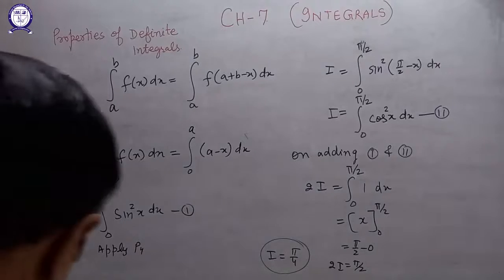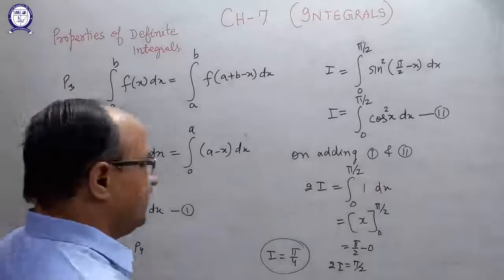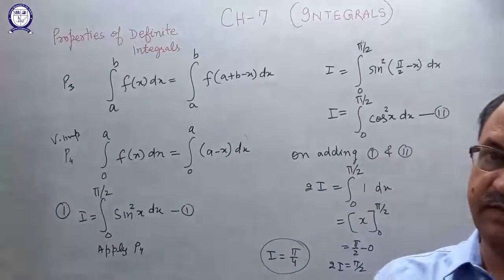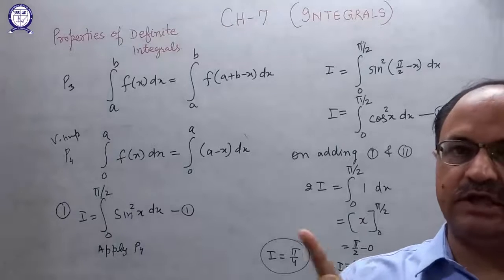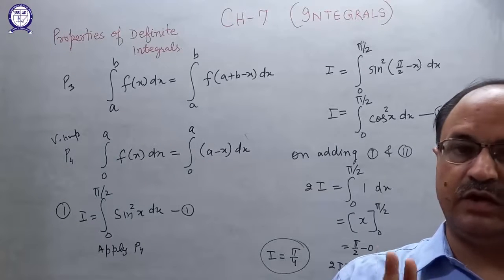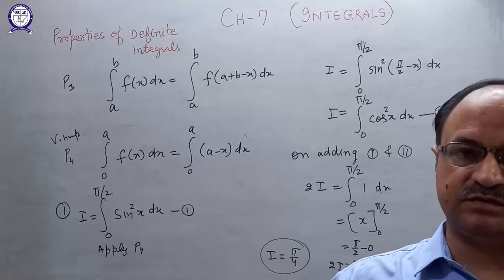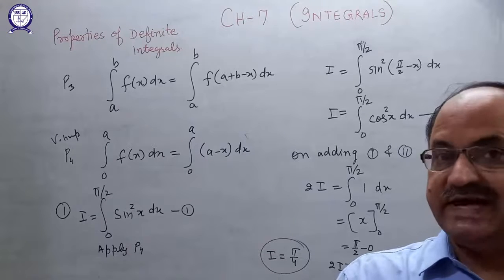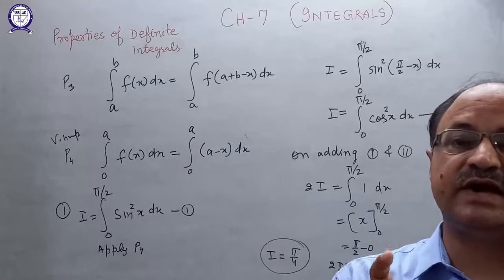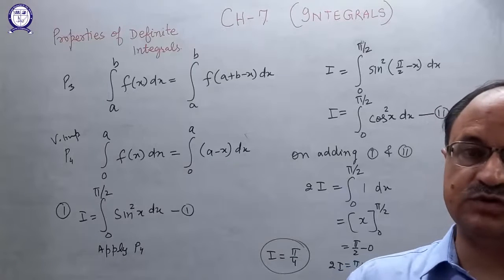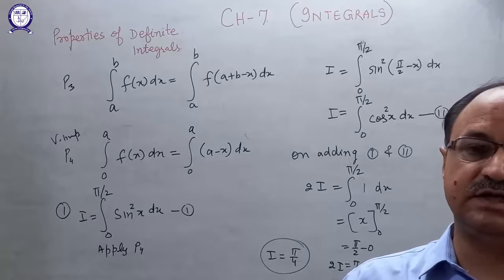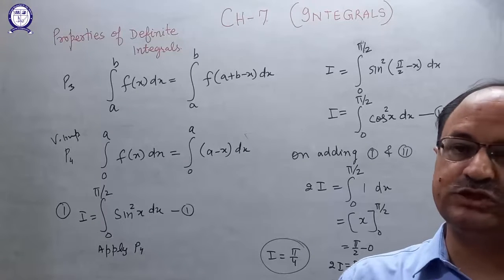Correct? You can check. When you apply P4, then on adding equation number 1 and 2, the question is simplified. When you add both equation number 1 and 2, you will see that the question becomes very easy. Right? Suppose when you are applying P4, and after applying P4, when you add equation number 1 and 2, there is no simplification.